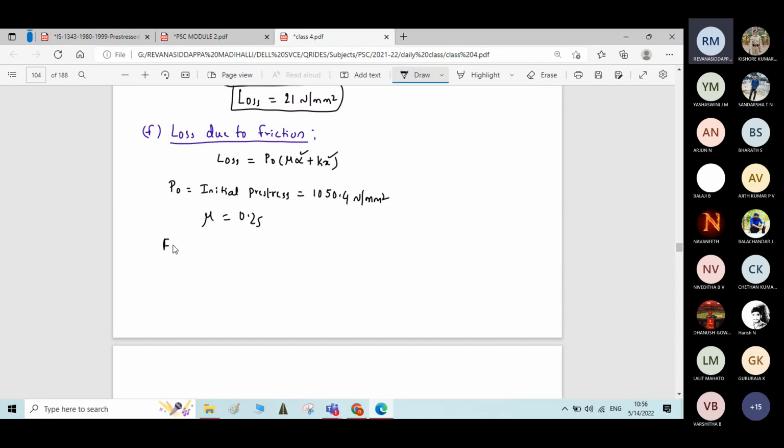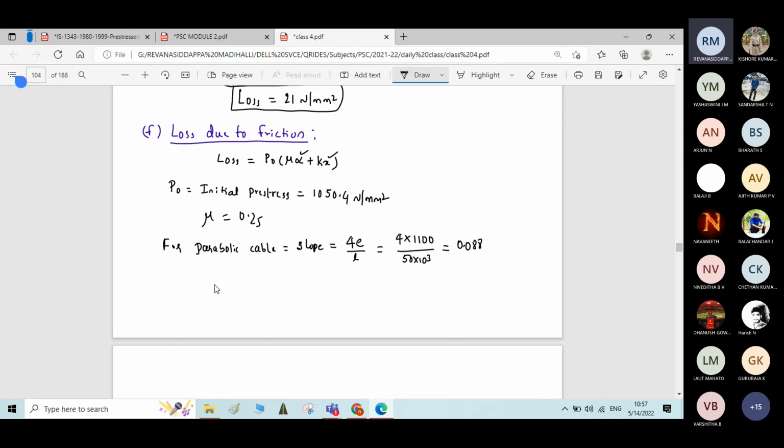For a parabolic cable, the slope is calculated as 4e by L. So 4 into 1100 divided by L, the length of the beam, 50 into 10 power 3. Eccentricity we have substituted in terms of mm, so the length of the beam is also in mm. If we calculate, it is 0.088. Now we have calculated the slope.